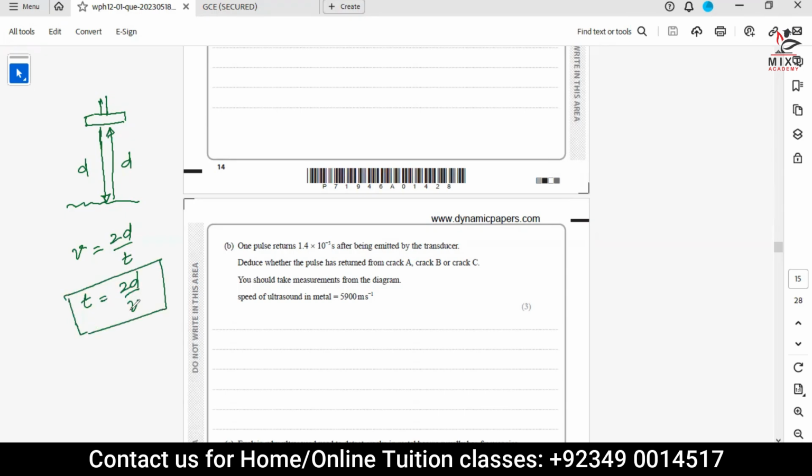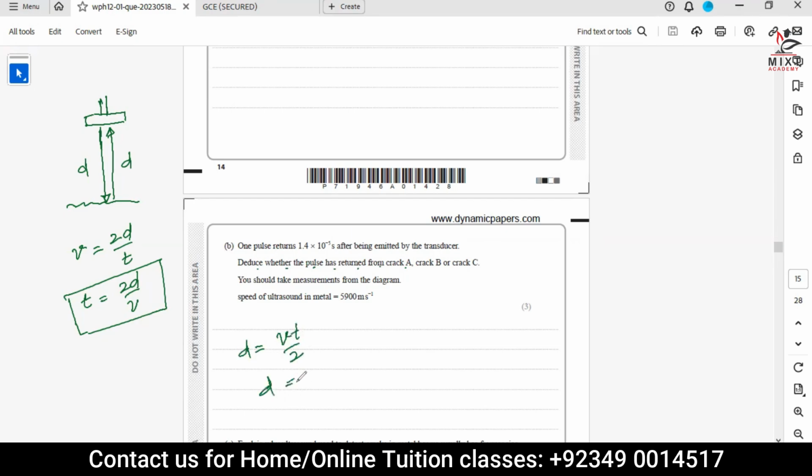Have you understood the formula? Yes. Because the pulse comes and returns back, that's why it covers 2D distance. Now, can you calculate the time? Sorry, what we have to calculate is to detect whether the pulse has returned from crack A. So we have to calculate the distance. The distance is VT divided by 2.